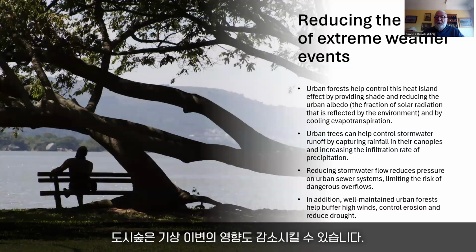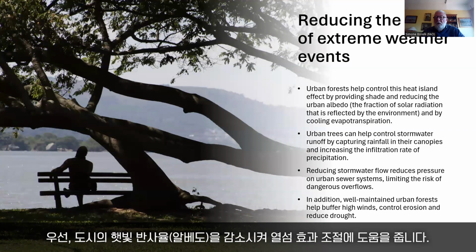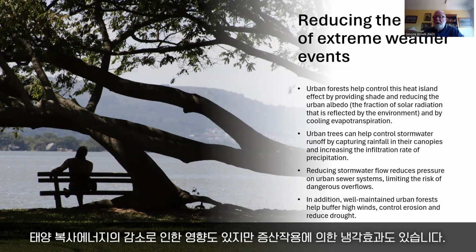Now, urban forests can also reduce the impact of extreme events. First of all, they help control the heat island effect by providing shade and reducing urban albedo. That's the fraction of solar radiation that is reflected by the surface. And of course, by cooling through evapotranspiration.